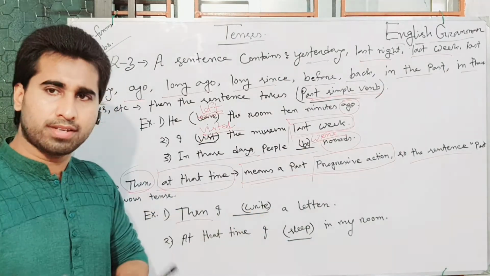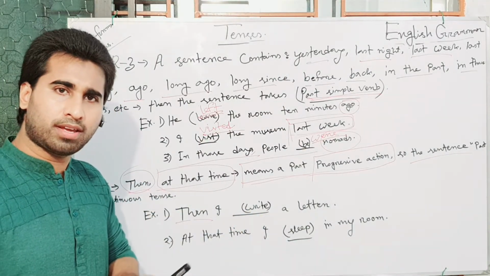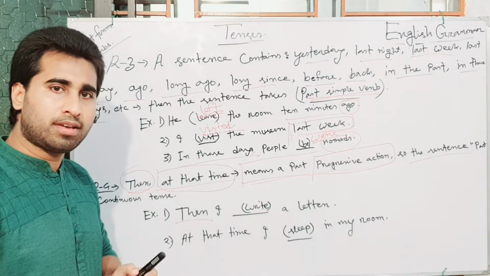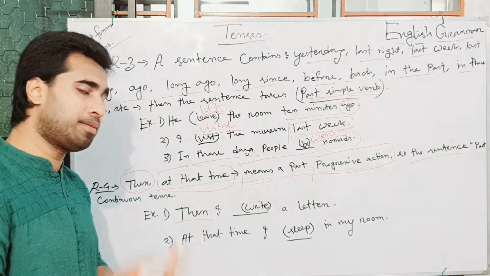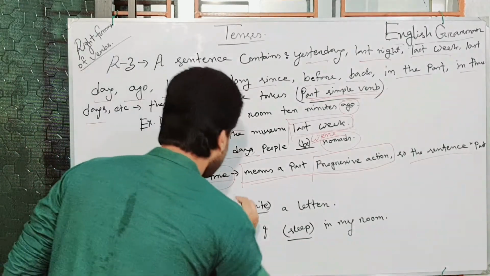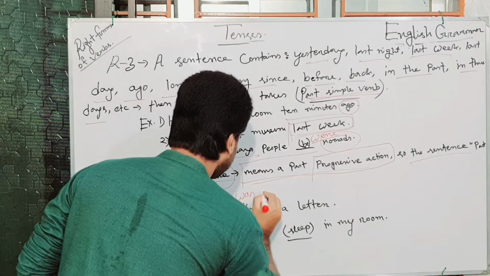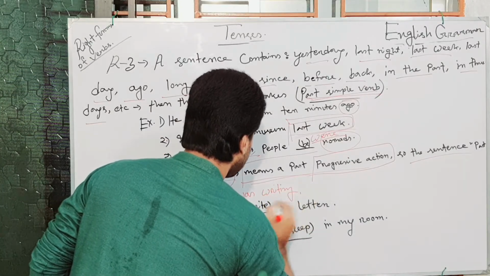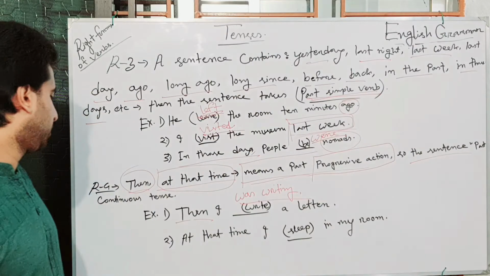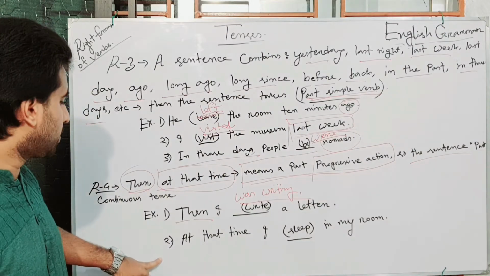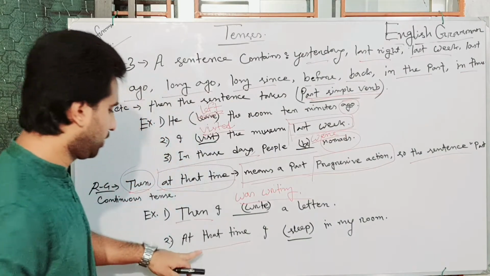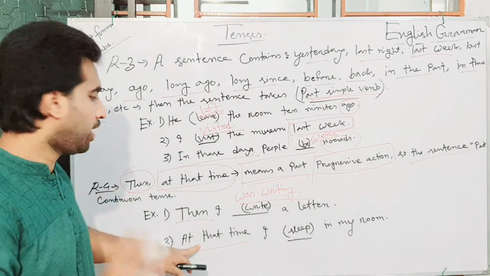Then I was writing a letter, because "I was writing a letter" is in the past progressive tense. I was writing a letter. And the next one is "at the time." Here "at the time" also means a past progressive action.